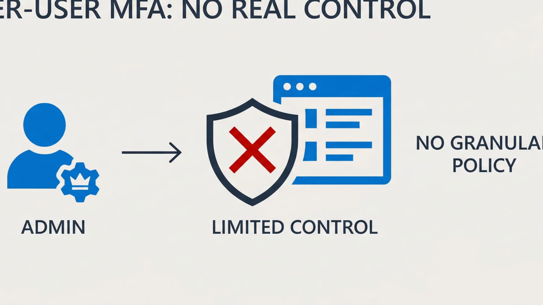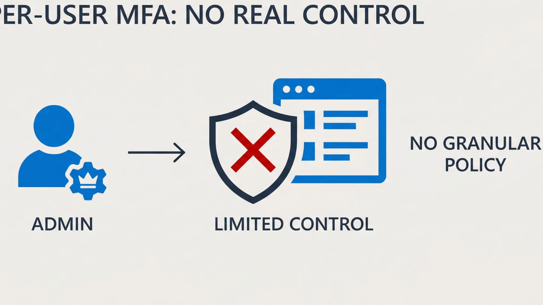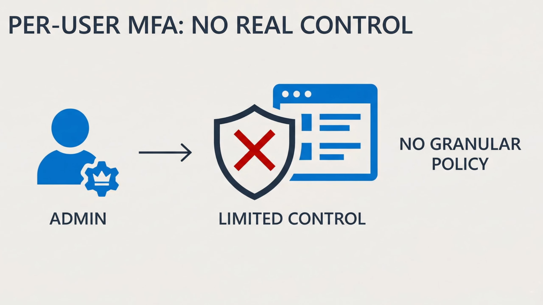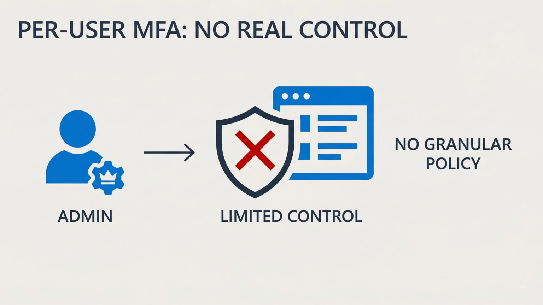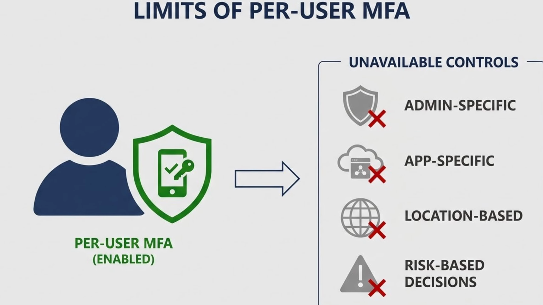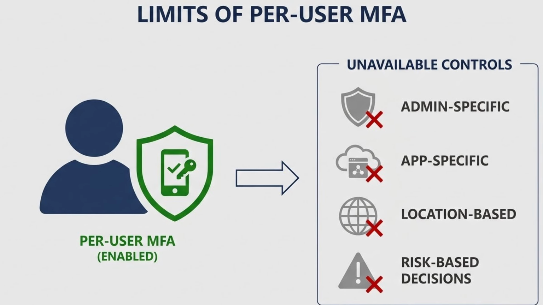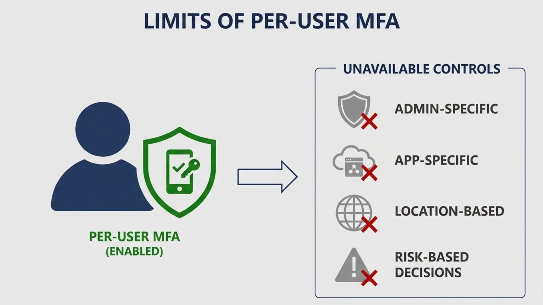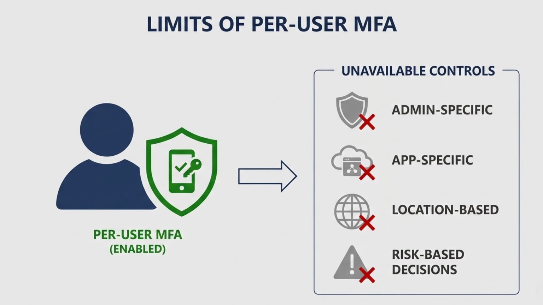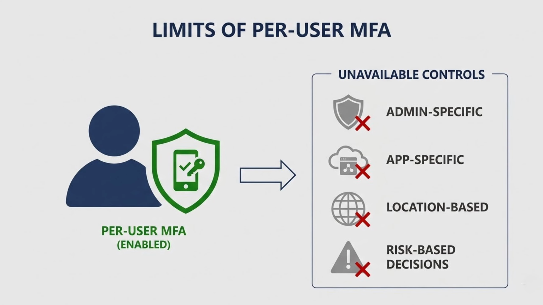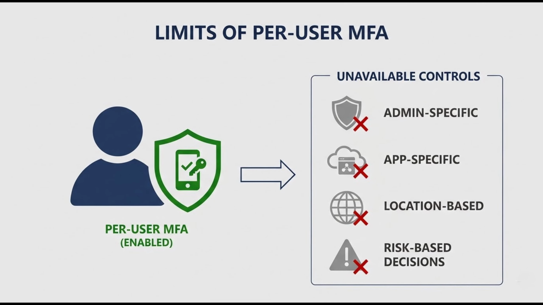Why per-user MFA is considered legacy? Now here is a real problem with per-user MFA. You turn it on, but then you quickly realize you actually have no real control. Because per-user MFA is very basic, it does not let you say things like require MFA only for admins, require MFA only for Exchange Online, require MFA only outside the office, require stronger methods for privileged users, or use sign-in risk or device compliance as part of the decision.